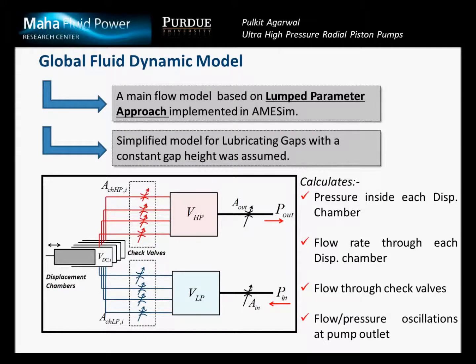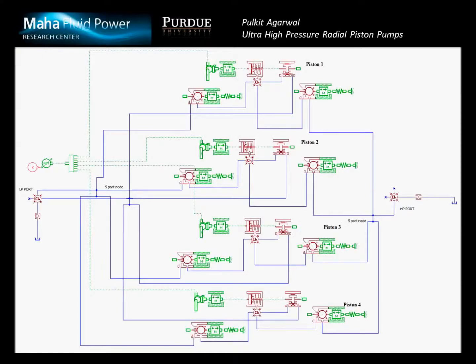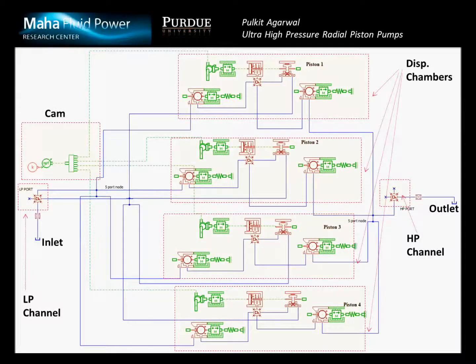Modeling of lubricating gaps was simplified in this case by assuming a constant gap height between a piston and the cylinder. This is how the implementation of the fluid dynamic model looks in AmeSim, with each of the 4 displacement chambers represented by a sequence of components.